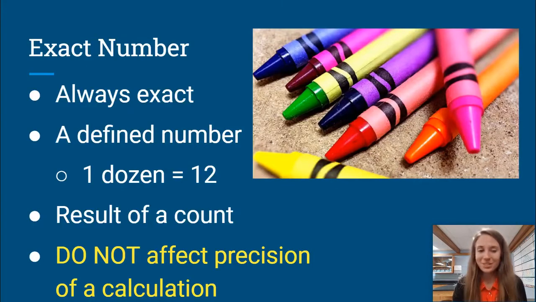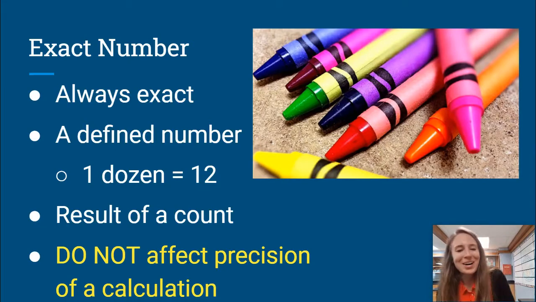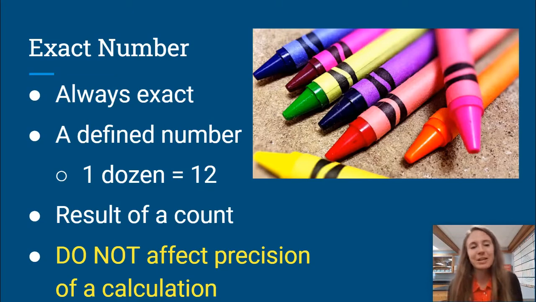To start, we need to talk about exact numbers. And if you can't tell from the name, an exact number is a number that is always exact. Some examples of exact numbers are any defined number. So for instance, 1 dozen is equal to 12 of something. A dozen is not a measurement like inches and centimeters are. It's more of a defined number.